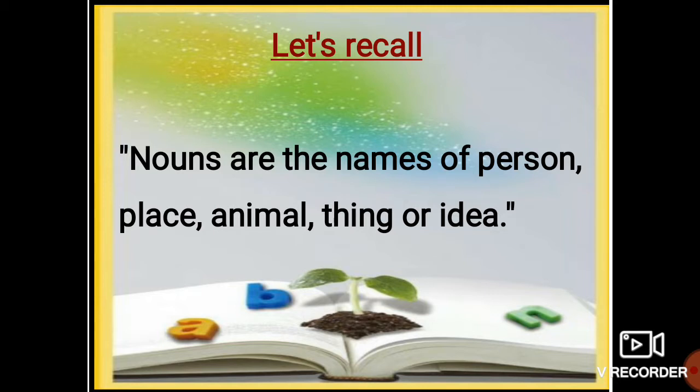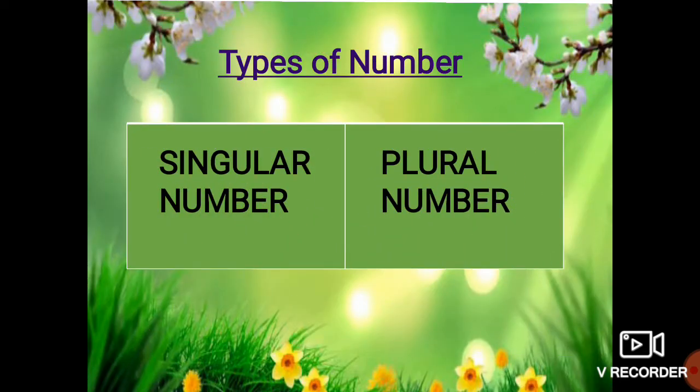Time to recall. So, before starting with the chapter, let's recall. You all are aware of what nouns are. Nouns are the names of person, place, animal, thing, or idea. Now, let us begin with the chapter. So, there are two types of number, singular number and plural number.